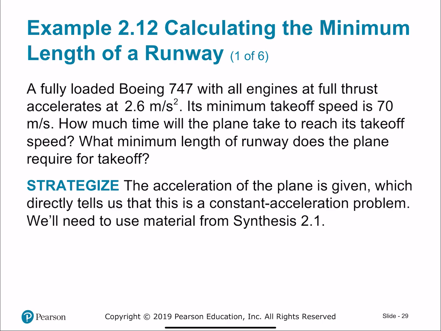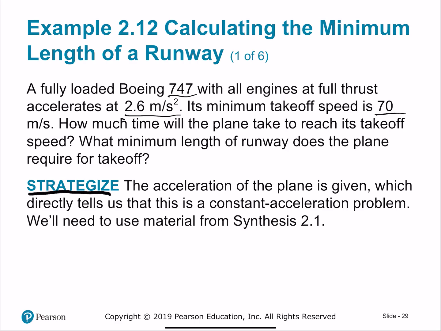So we want to calculate the minimum length of a runway. We have a Boeing 747, and the acceleration is 2.7 meters per second squared. The Boeing needs to reach a minimum speed of 70 meters per second to be able to take off. What is the minimum length that a runway should have so that the Boeing can actually do what it needs to do? So let's look through the steps.